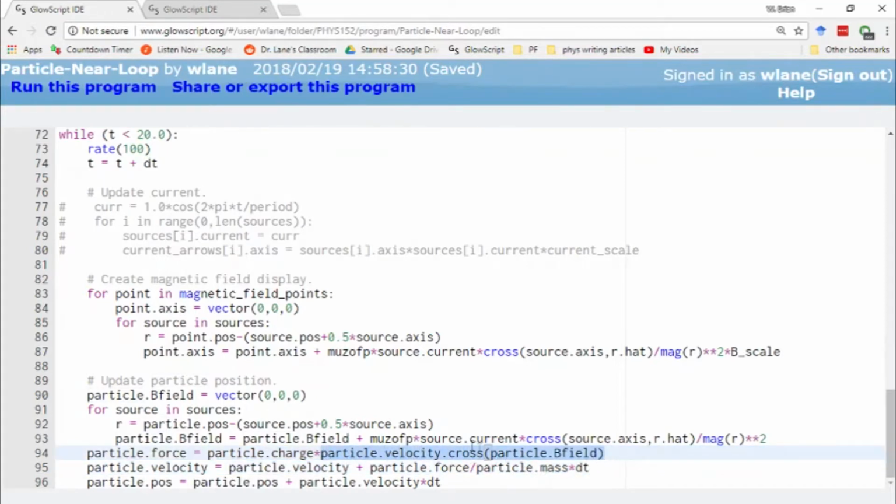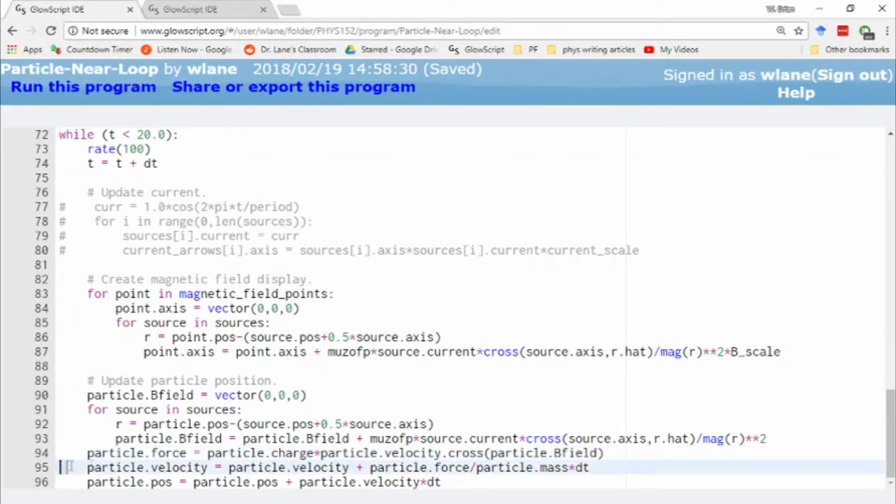times the cross product of the velocity with the magnetic field. Now remember, this means that the force the particle experiences is always going to be perpendicular to both the velocity and the magnetic field. So in other words, the magnetic force always makes the particle turn. It's never going to increase the speed of the particle. It's only going to make the particle turn because it's always perpendicular to the velocity.